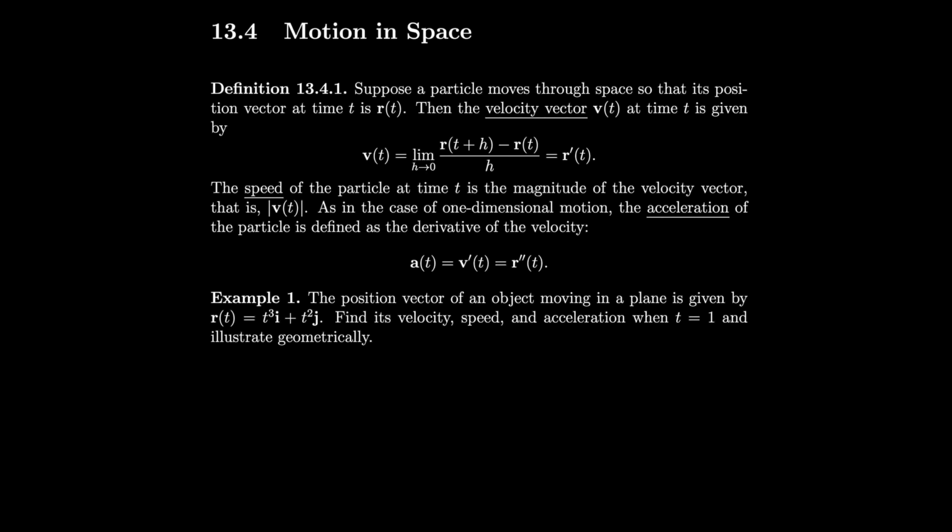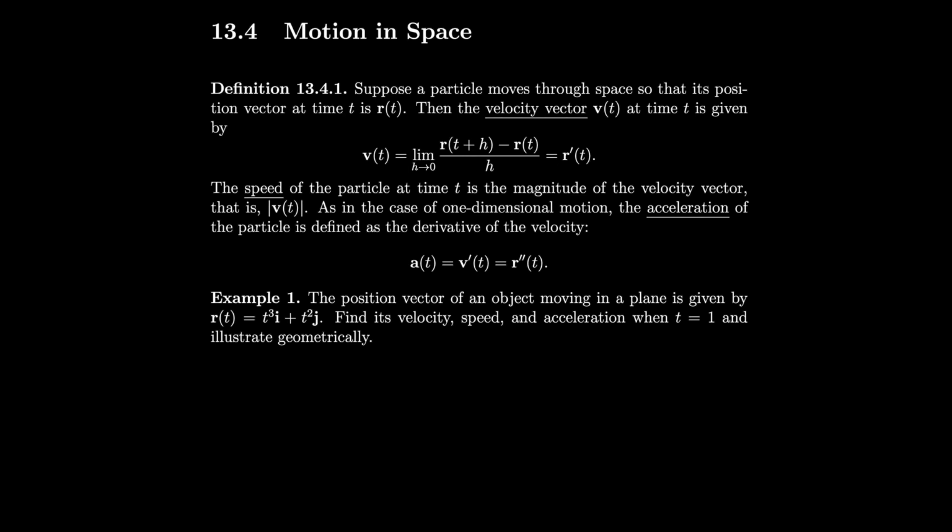Section 13.4, Motion in Space. Suppose a particle moves through space so its position vector at time t is r of t. Then we define its velocity pretty similarly to the way we did before as just the derivative of position, r prime. Notice that we're using r instead of s to be consistent with our vector notation.